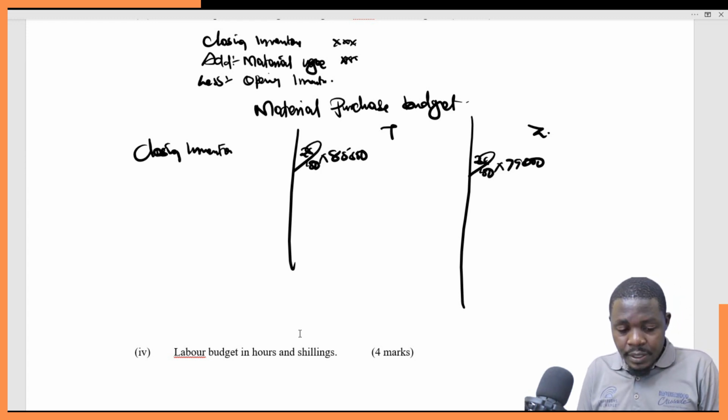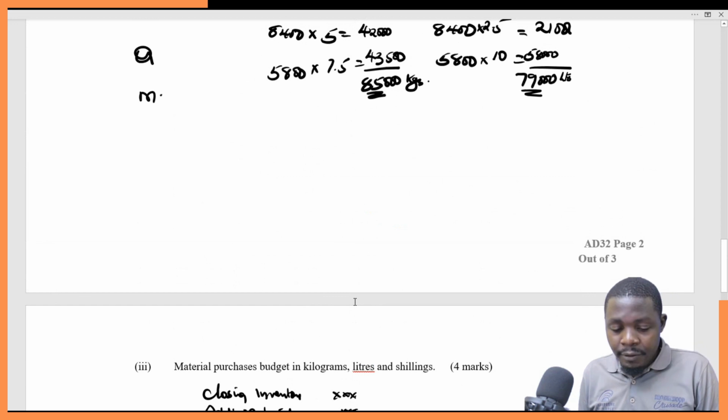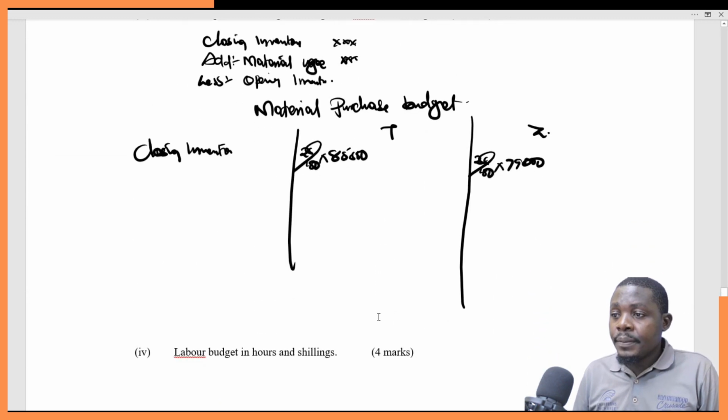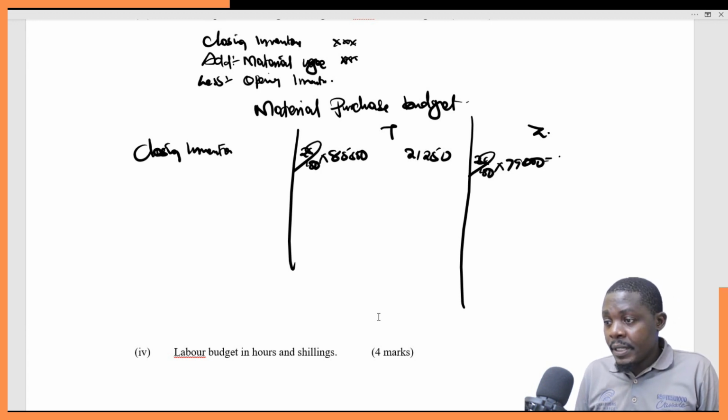That is 25 over 100. We are multiplying by 85,000. Let me just confirm correctly. You get 21,250. And then we have 25%. We are multiplying by 79,000, we have that is 19,750.